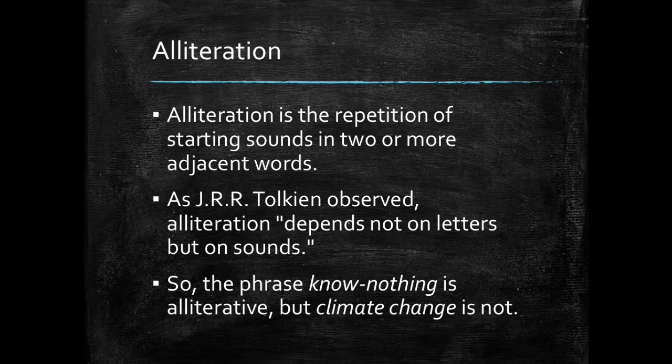Alliteration is the repetition of starting sounds in two or more adjacent words. Adjacent means next to each other, or very close together. Now, Tolkien actually said that alliteration doesn't depend on letters, it depends on sounds. So the phrase "know nothing" is alliterative, but "climate change" is not. Even though both start with C, climate and change don't alliterate. So you're looking at sounds, not letters.